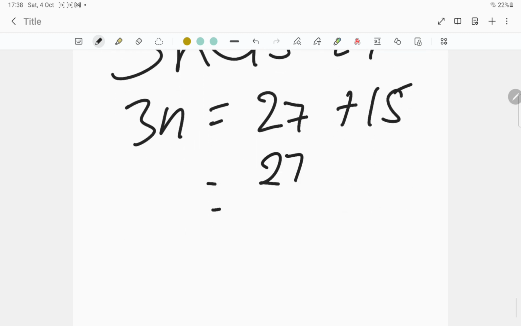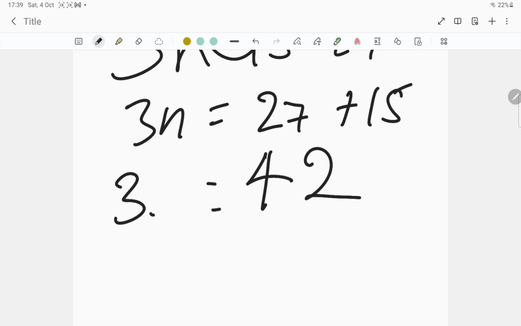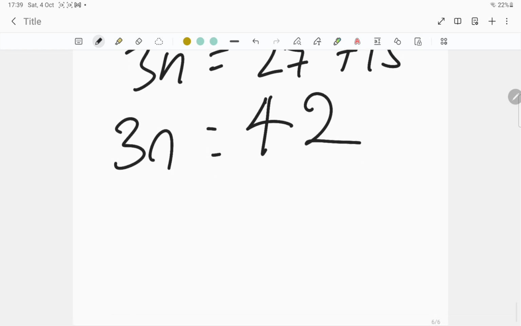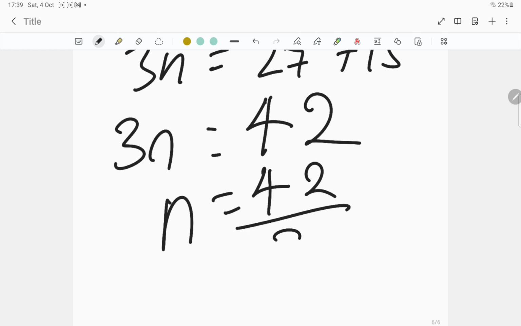Copy that down if you don't know that. So let's show our workings. 27 add 15 is 42. So it would be 3n equals 42. Now n equals 42 over 3. Okay, so 3 into 42. 3 into 4 equals 1. 3 into 12 equals 4. That's going to be 14.